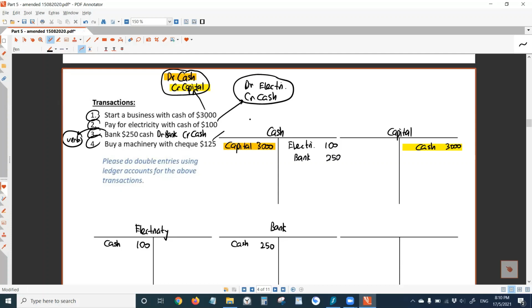Buy a machinery with cheque of 125. So this one is also easy. You should credit bank. Can you debit purchases? No. I emphasized the other day that the word purchases only means goods. So when you buy NCA, you have to mention the name of the NCA. That means you should debit machinery. Accordingly, we record into the T account, create a machinery account, write the number first.